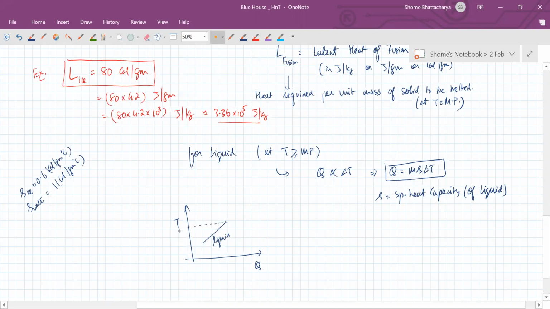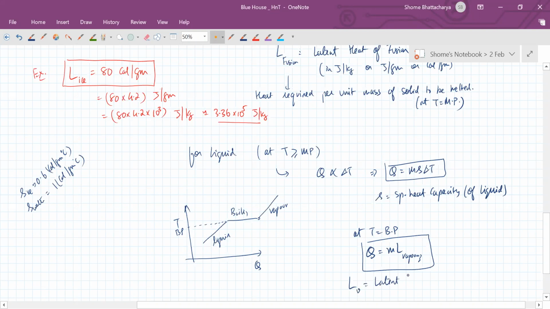Then you reach what is called the boiling point. So once again, there is state change that happens. And then in your vapor form, again, the temperature rises. So this process is boiling. So at T equal to boiling point, Q becomes equal to M into L of vaporization. It's called latent heat of vaporization.